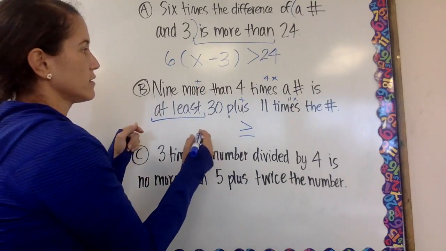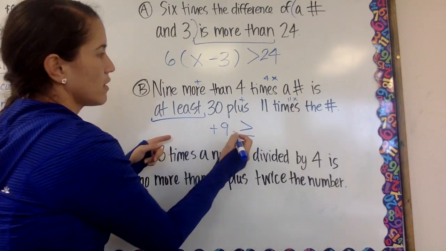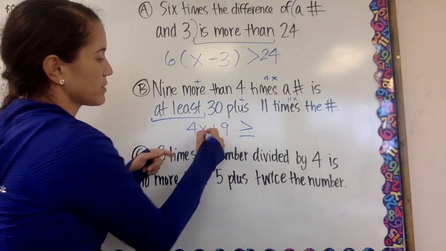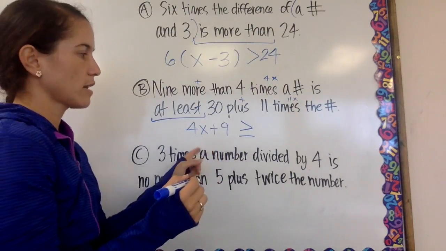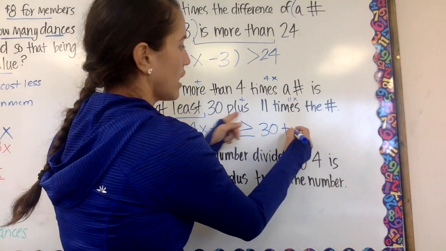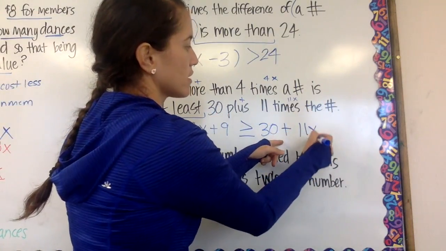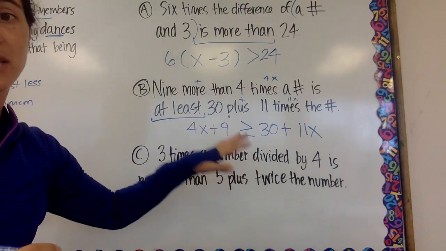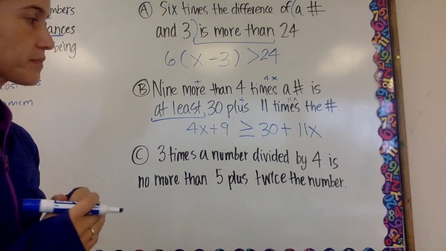9 more than means something, something plus 9, 4x, 4 times the number. 9 more than 4 times the number is at least 30 plus 11 times the number. And your variable is going to be the same because it's talking about the same number.